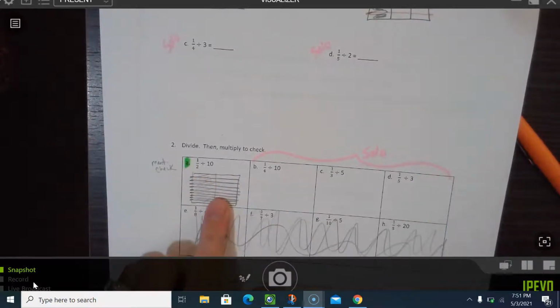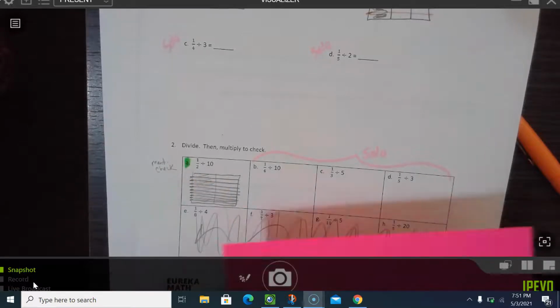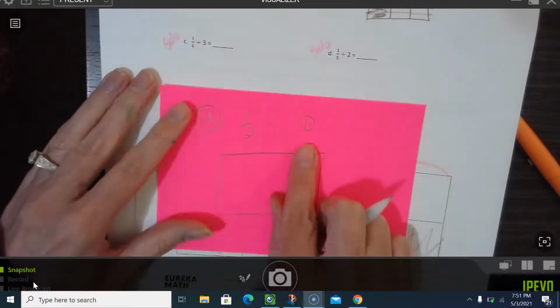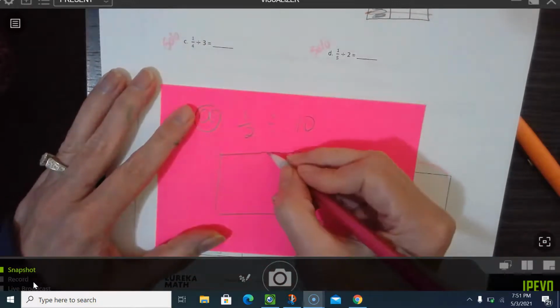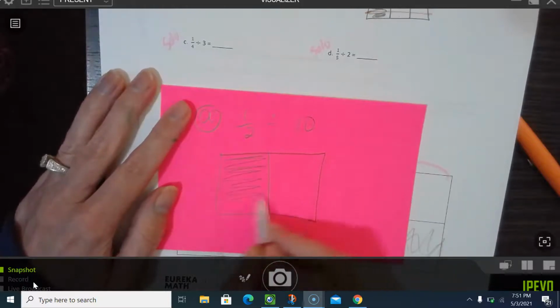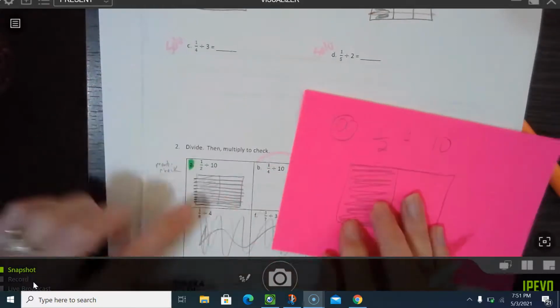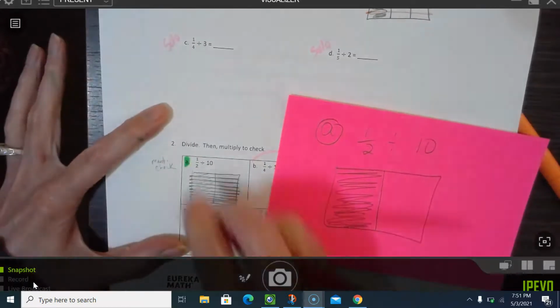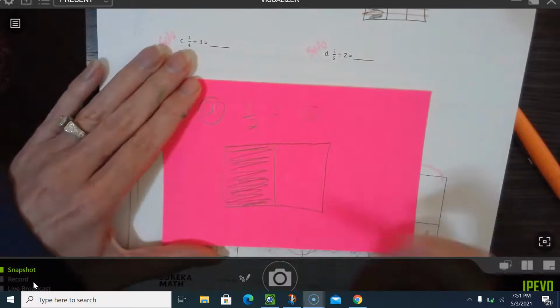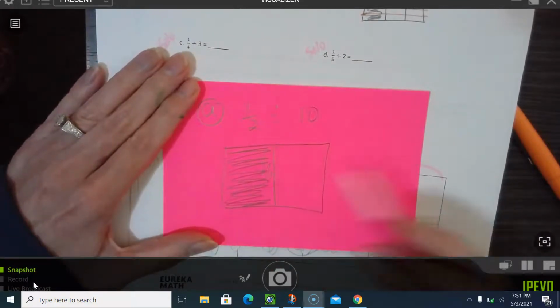I drew mine kind of scrunched, but let me show you the best way to draw tenths. So I have my area model 1/2 divided by 10, and I'm splitting it in half, and then shading that half. And try to make yours fairly little. I will not make you do the multiplication check here. There's just not enough room. So 1/2 divided by 10, split it in half.